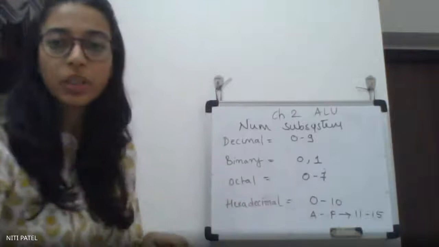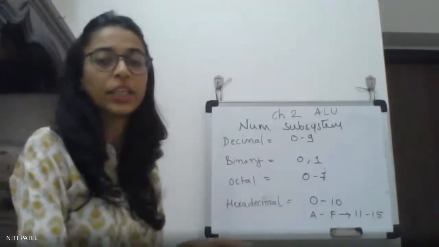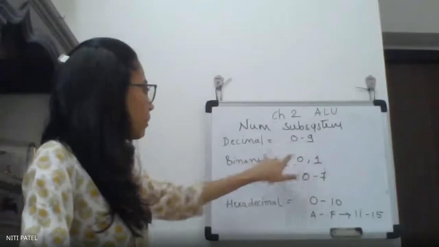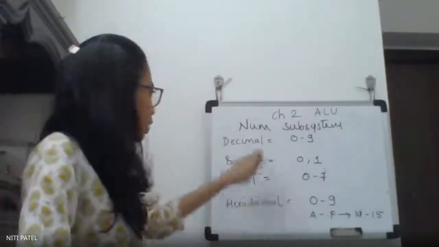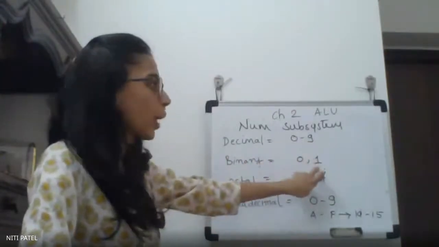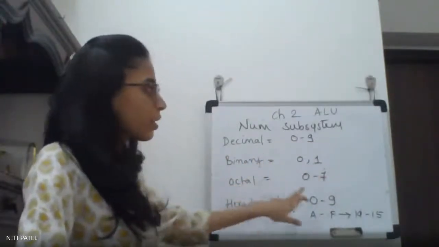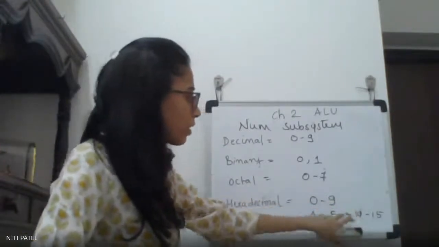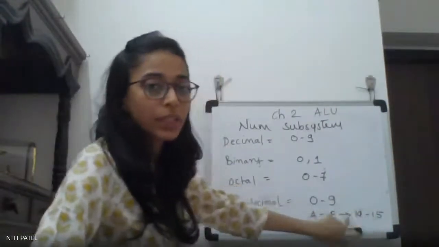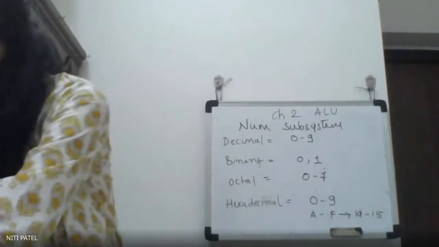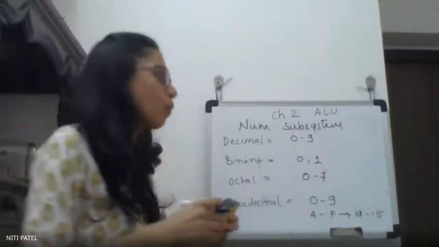So you all are aware of this, and it might have been completed in your DE also. Decimal is from 0 to 9. In hexadecimal, it is from 0 to 9 and then 10 to 15. So we have decimal 0 to 9, binary 0 and 1, octal 0 to 7, hexadecimal from 0 to 9, and then 10 is A, 11 is B, 12 is C, and so on till F, and 15 is represented as F. Now we have this representation in the form of base.